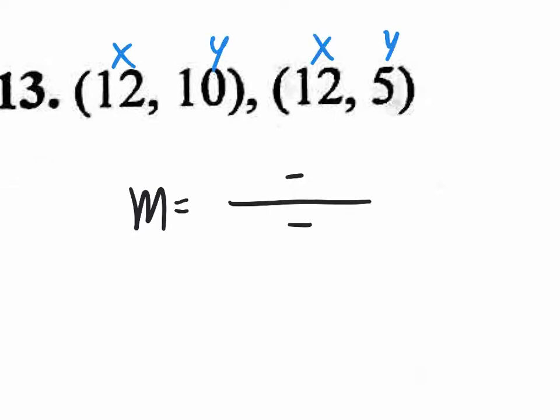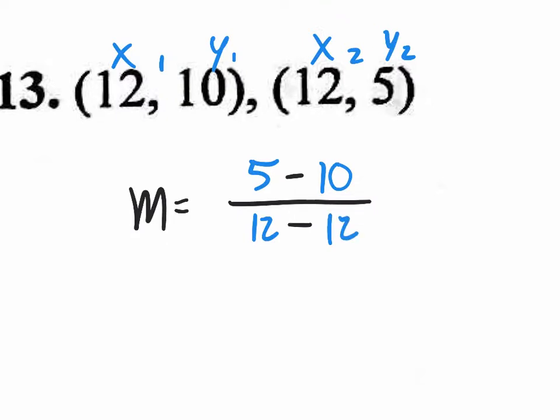Hopefully, by this point, you guys are already familiar with the slope formula. That way you don't have to write it down. You could just say, okay, my slope is going to be this formula. So x, y, x, y, first point, second point. Y2 is 5, y1 is 10. X2 is 12, x1 is 12. Are you with me? Yes.